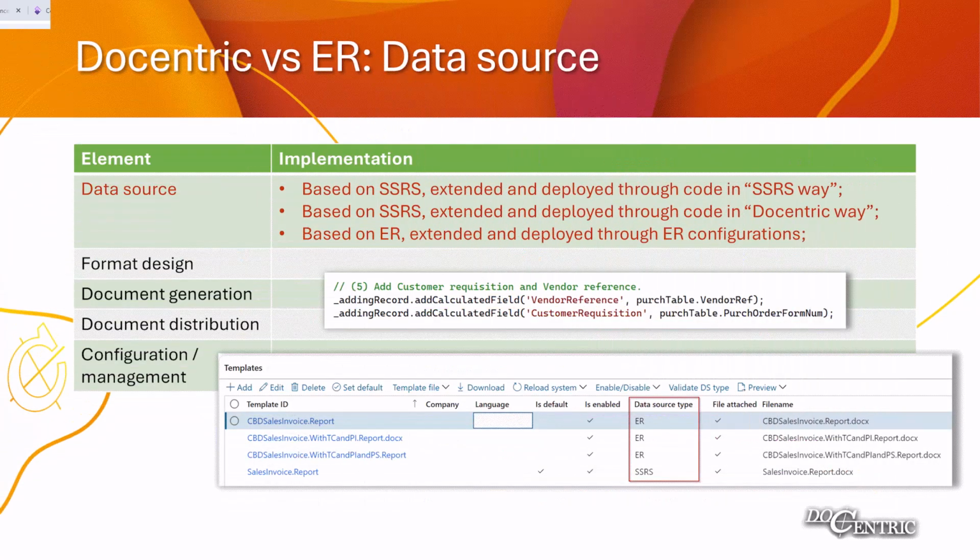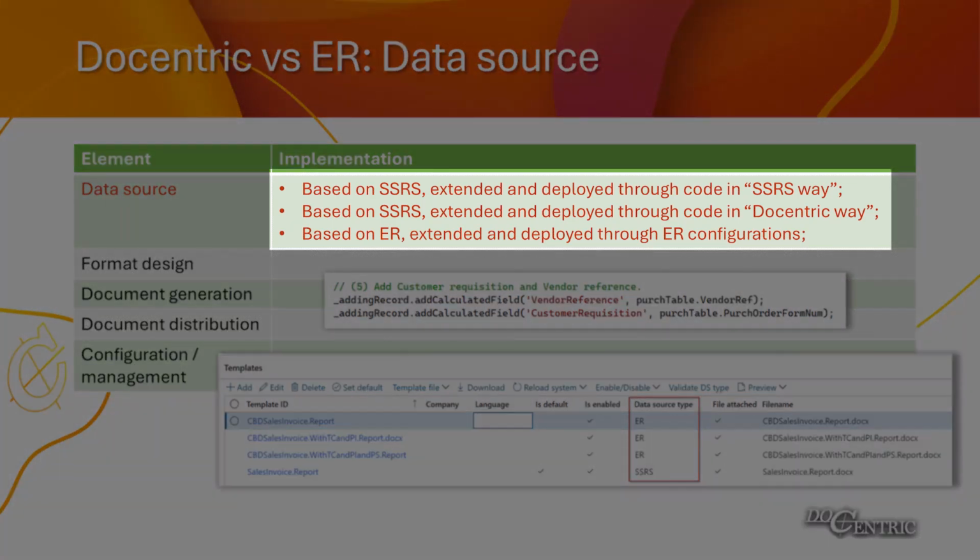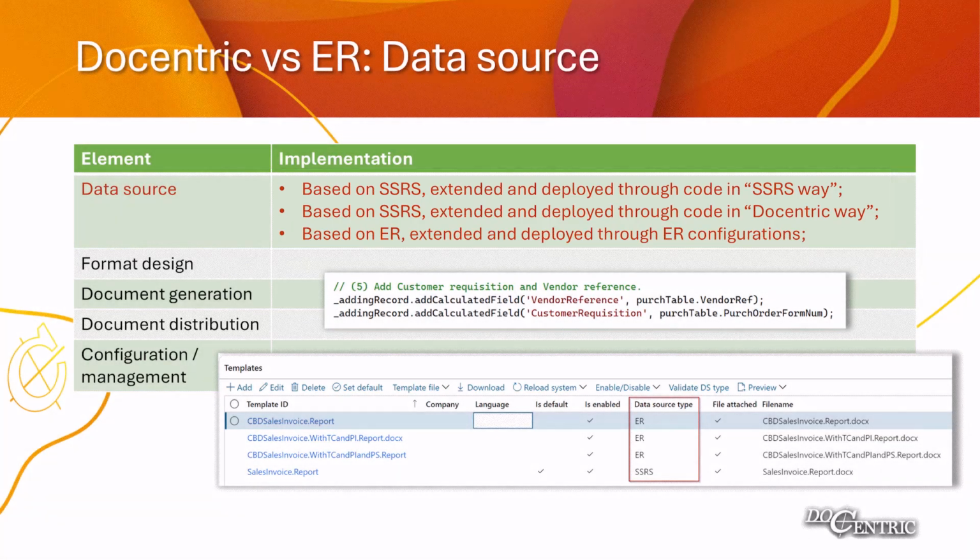To summarize the comparison of Docentric and electronic reporting when it goes for the way how the report data source is created. With Docentric, you can reuse the electronic reporting data source, but you also have a flexibility to reuse the SSRS data source. In both cases, you can additionally change the report data source in an extremely efficient Docentric way of coding for the data sources. With electronic reporting, you are limited to using and maintaining only the electronic reporting data sources.